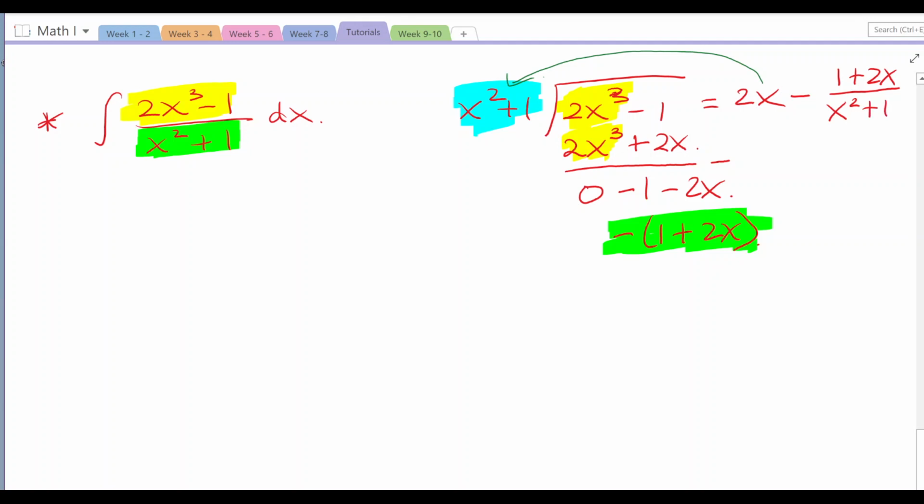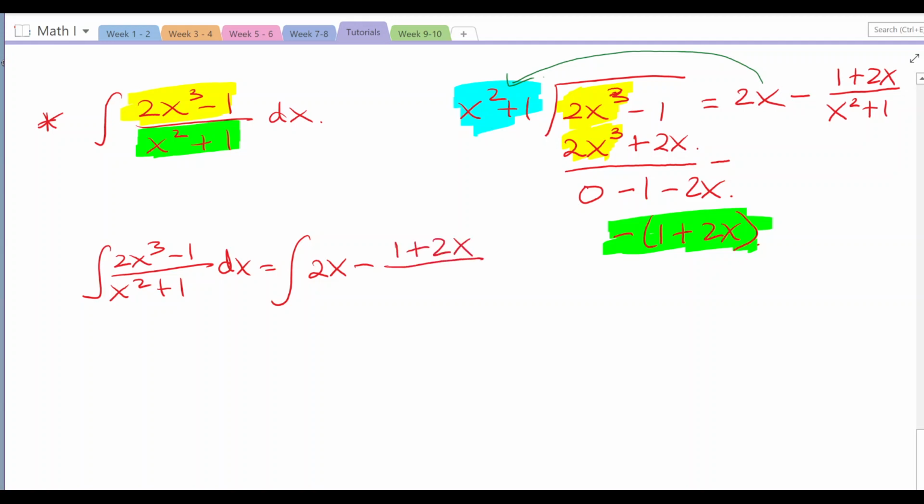So now our integral problem can be converted into the integral of 2x cubed minus 1 all over x squared plus 1 dx. After the long division that we just did, this becomes the integral of 2x minus 1 plus 2x all over x squared plus 1, and then this whole term is dx.